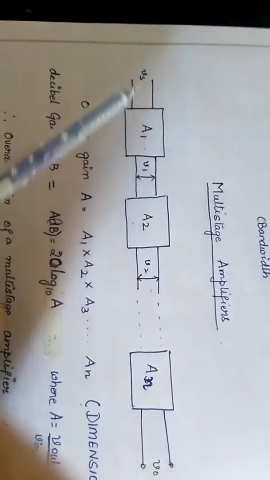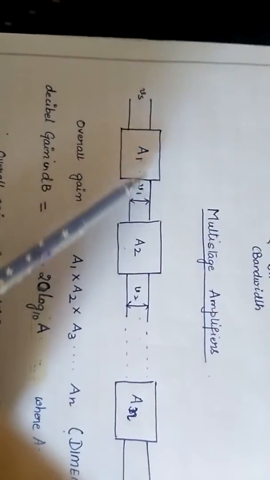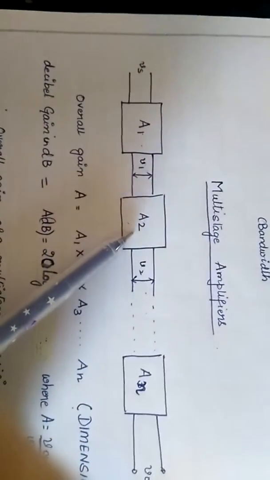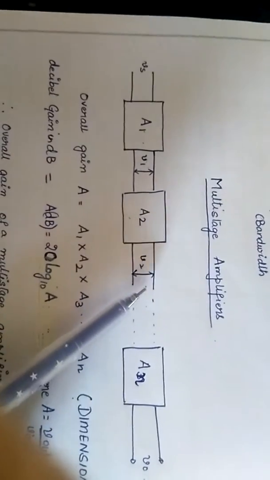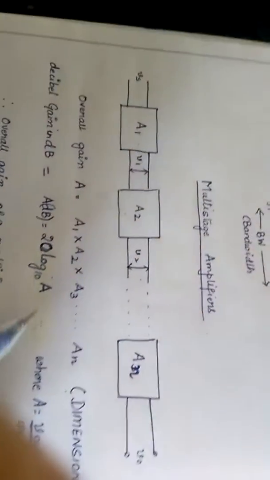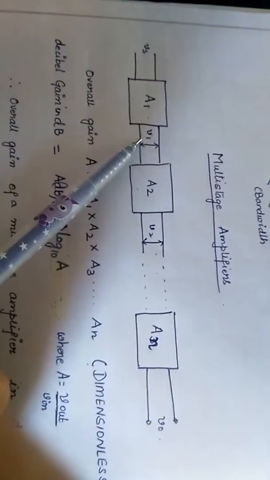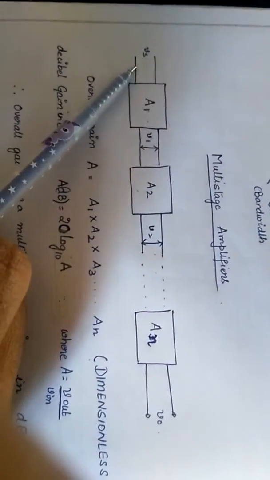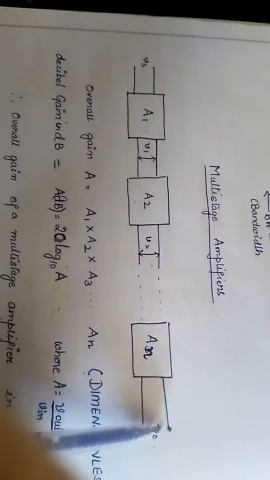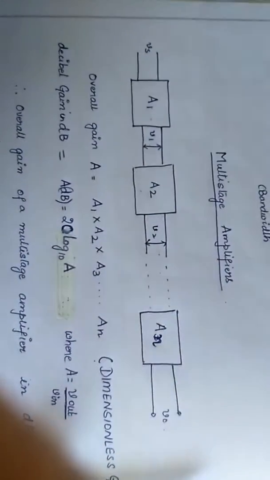So, what do we see here? Vs is the input to the first stage, V1 is the output of the first stage, and we also note that the output of the first stage is the input to the second stage, and the output of the second stage will be the input to the third stage, and so on. So, what is the overall gain? The overall gain of this n stage amplifier will be V0, the final output, by Vs, the input. So, V0 by Vs will be the overall gain of this n stage multi-stage amplifier.